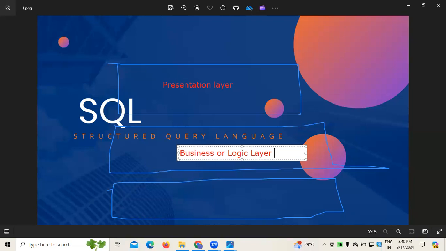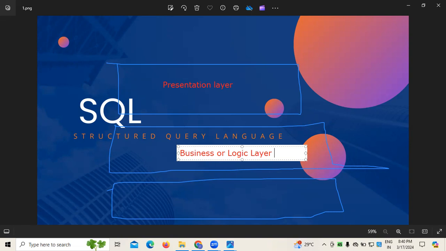Because this is where generally a programmer or developer writes code, for example for the addition of two numbers. That is what we call the business or logic layer. For any functionality, if we want some output, there must be some logic which we have to write. This is where the business or logic layer comes into the picture.